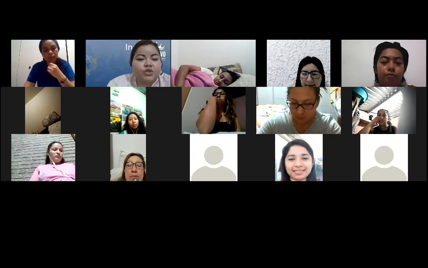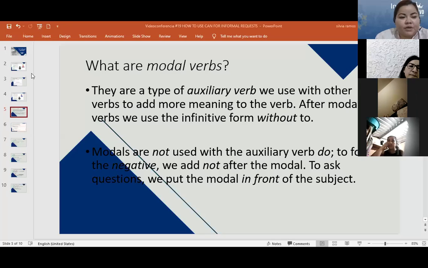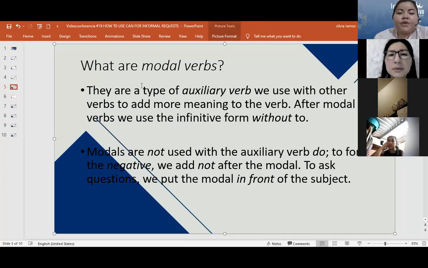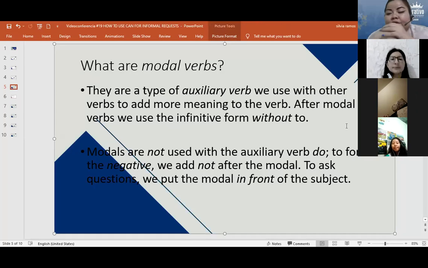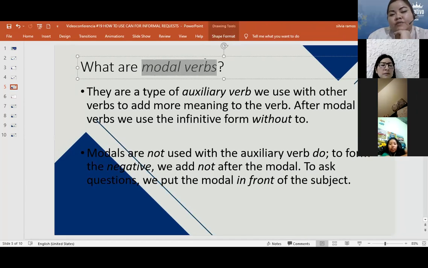Please pay attention to the following. Can you see this right here? This is what are modal verbs? ¿Pueden verlo? Okay. Yes. Very good. It says that what are modal verbs? This is what we're looking for, modal verbs, right?